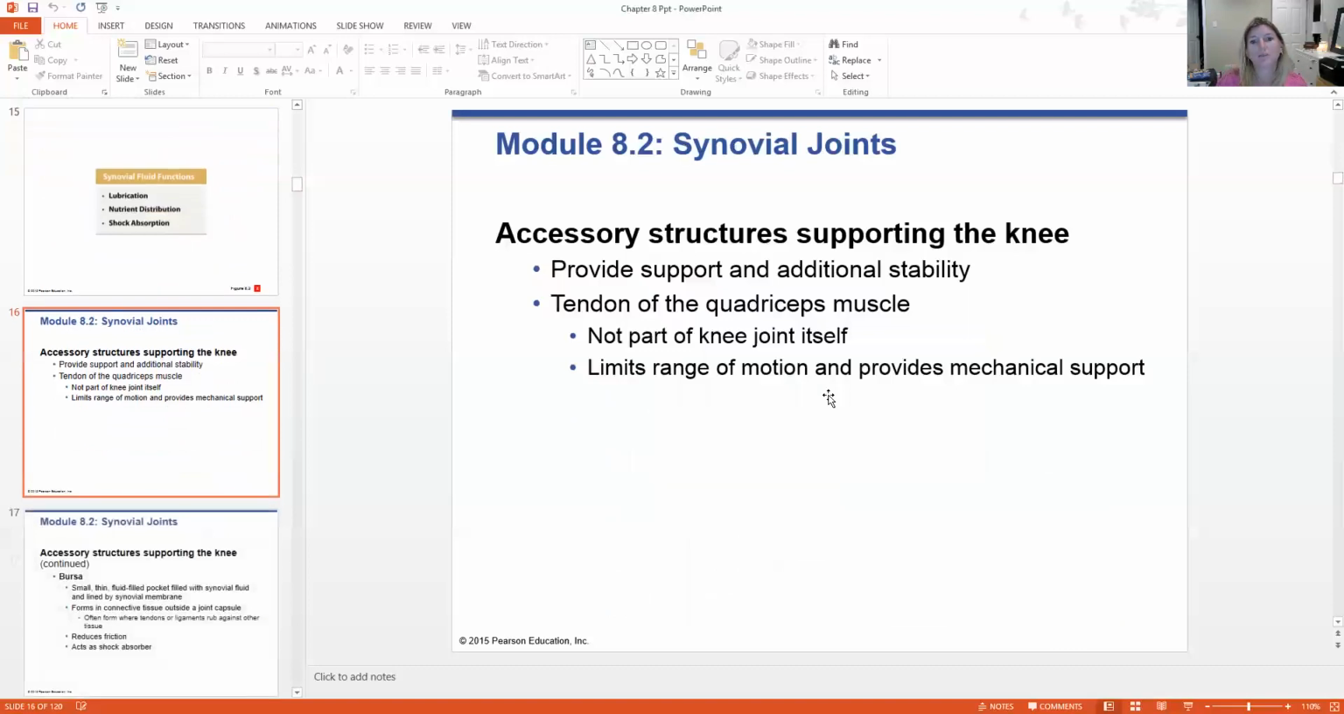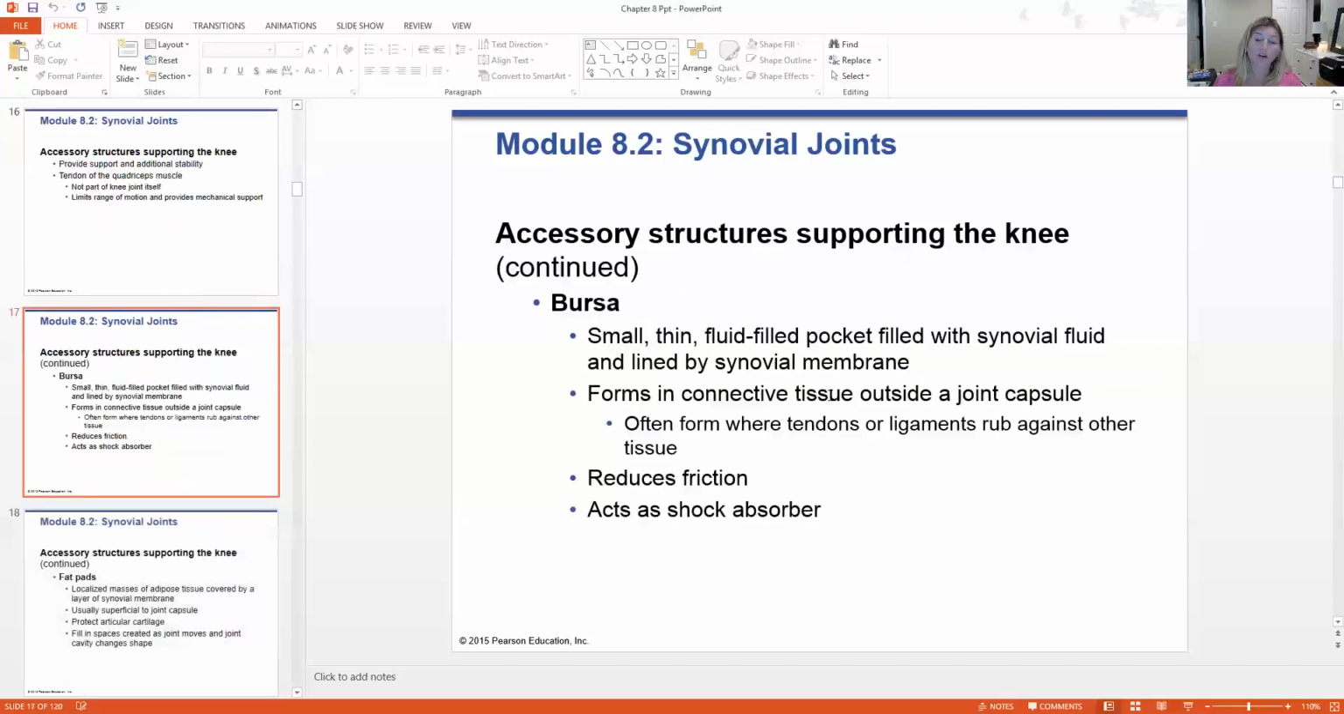Let's talk specifically about the knee. There are several accessory structures that are related to the knee joint. They provide stability for our knees. The tendon of the quadriceps muscle is not actually a part of the knee joint. It helps to limit the range of motion and provides mechanical support. There's also bursa. Bursa are thin, fluid-filled little pockets. I like to think of them as bubble wrap. They're like little pieces of bubble wrap going around tendons or ligaments so that they don't rub against each other.